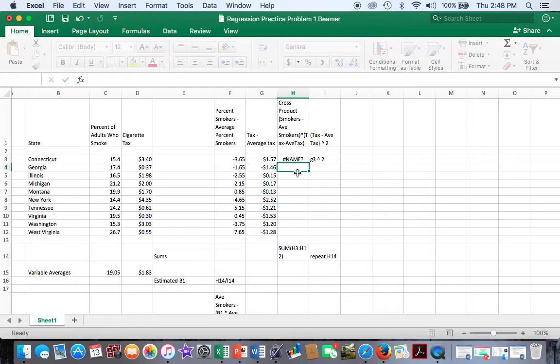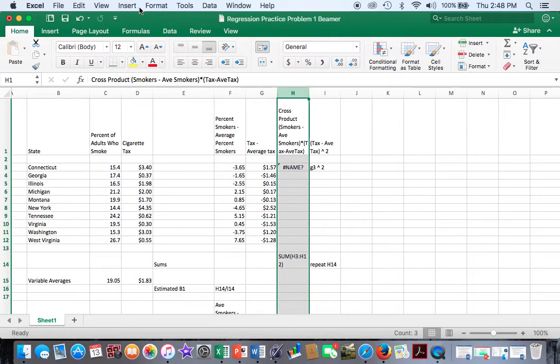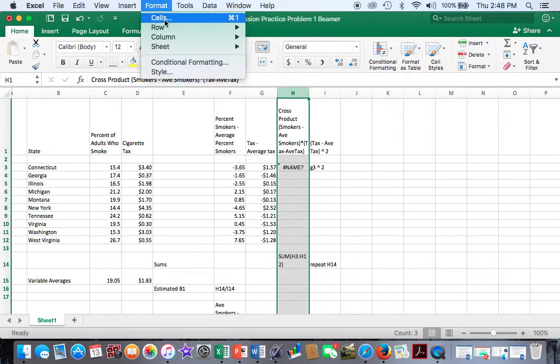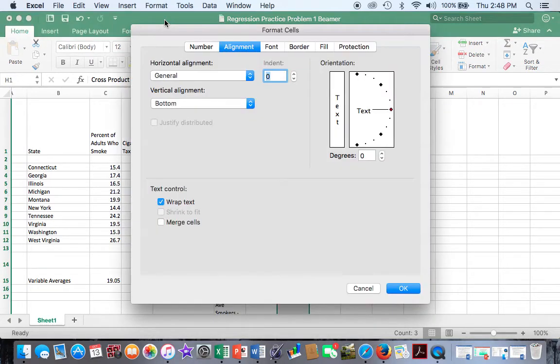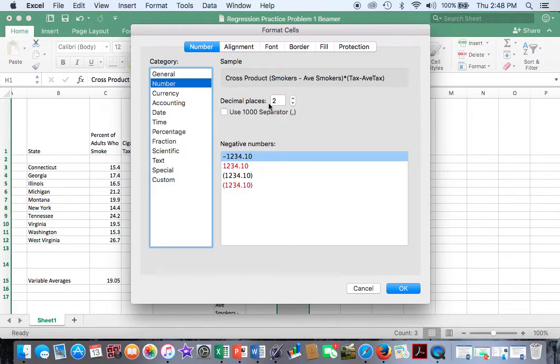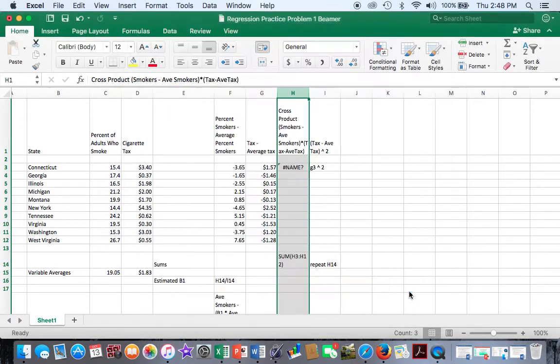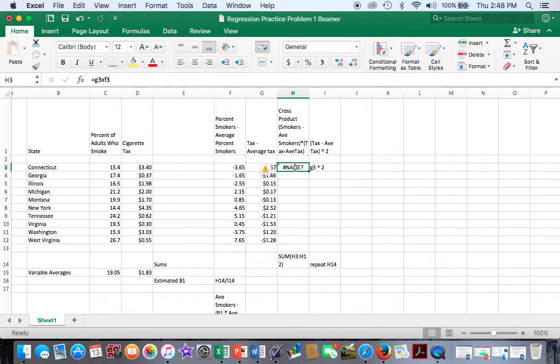Whoops, for some reason, a couple of things could have gone wrong. One is that I just don't have enough space, so I'm going to format my cell to 2 decimal places. Go to Format Cells, Number, and do 2. Let's see if that cleans it up. It did not. So what am I doing incorrectly here?